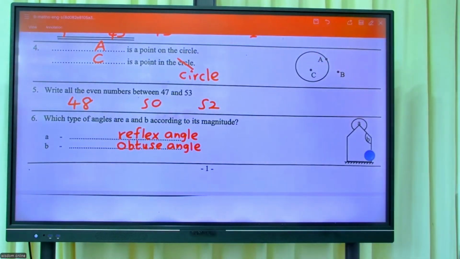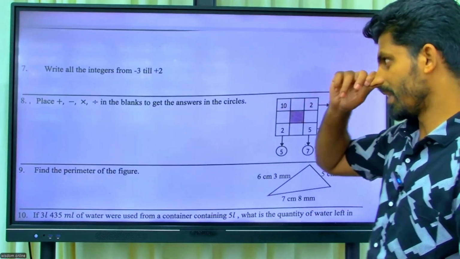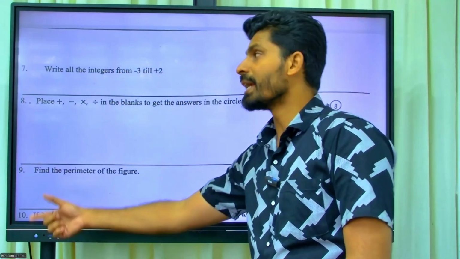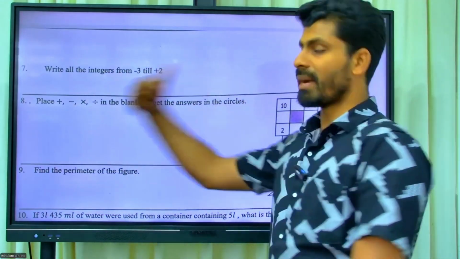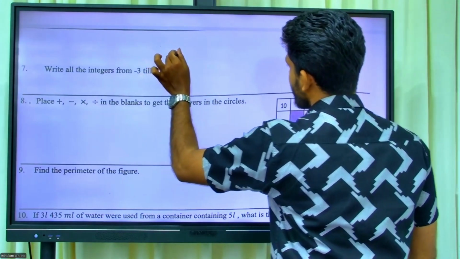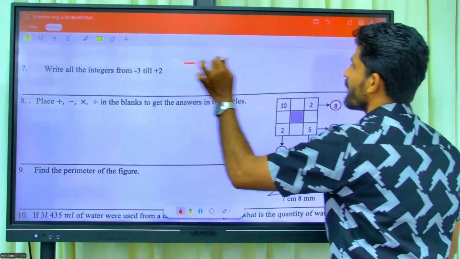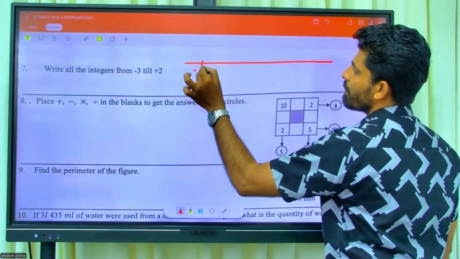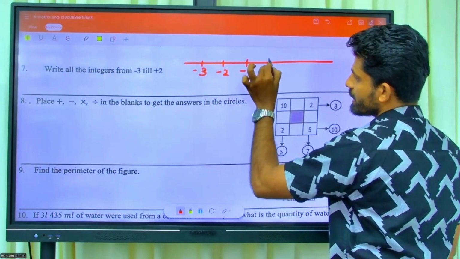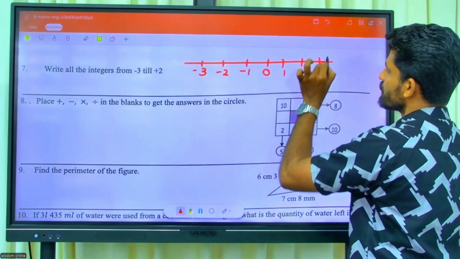Question number 6 done. Right, let's quickly move to question number 7. Write all the integers from -3 to +2. Let's quickly move to the number line. Number line: -3, -2, -1, 0, 1, 2, 3.